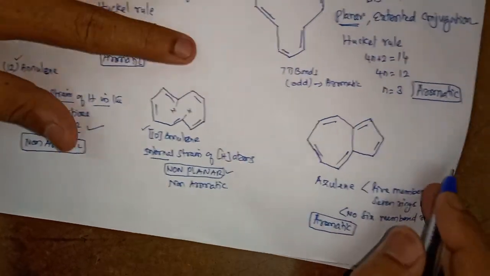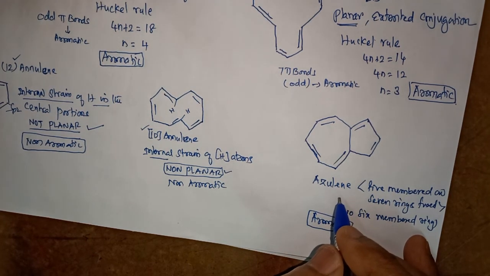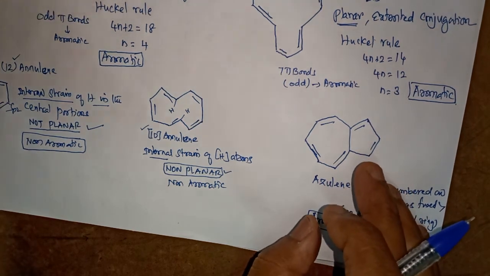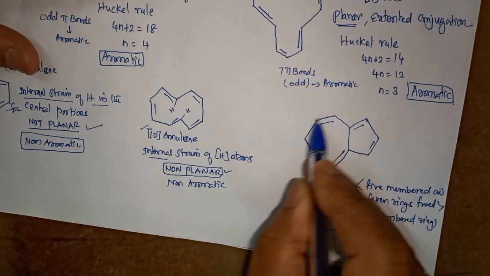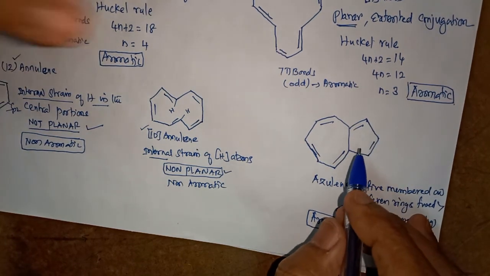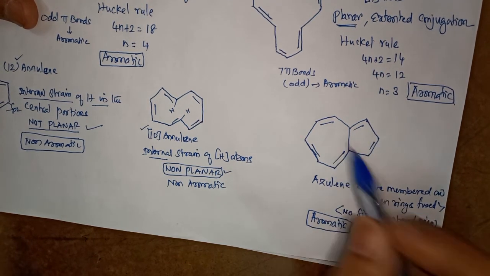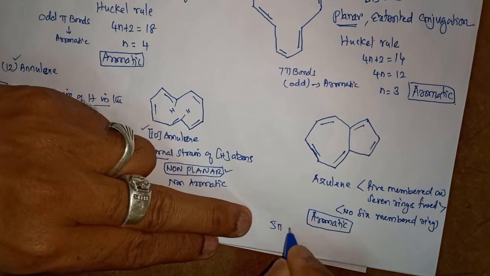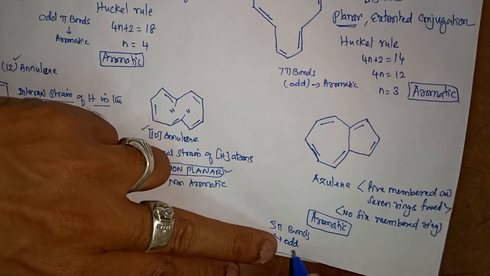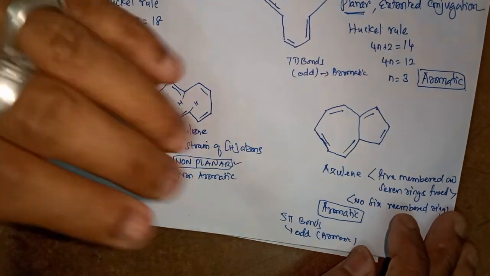That's all about this. Now we come to azulene. Azulene is a compound which doesn't have a six-membered ring. It is a compound in which two rings are fused: one is a seven-carbon ring, and another is a five-carbon ring. For this compound too, to know what type it belongs to, you count the number of pi bonds: 1, 2, 3, 4, 5. Five pi bonds means an odd number. If it is an odd number of pi bonds, go for aromatic. If it is an even number, you can go for the other.